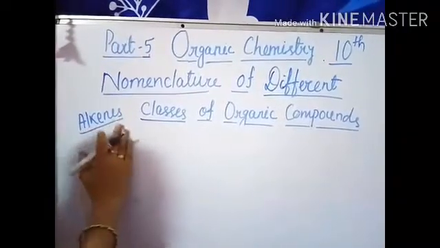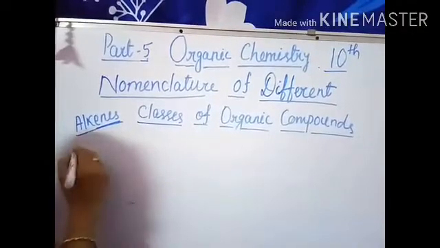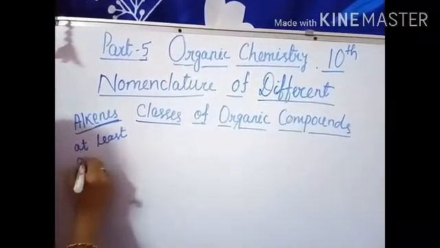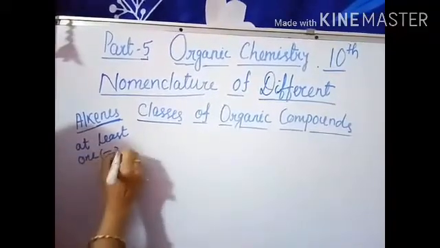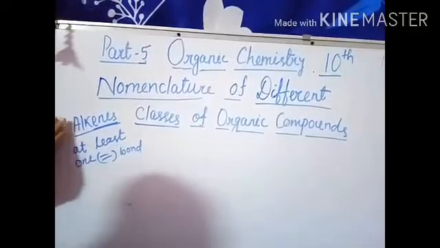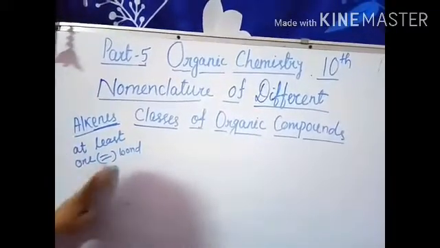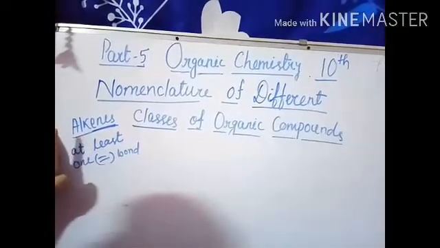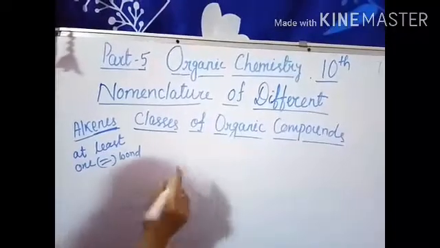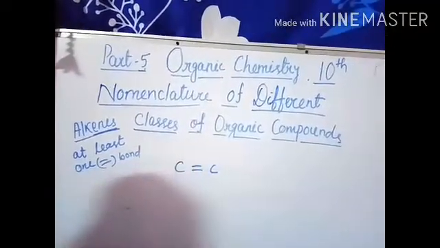As I have told about the alkenes, E-N-E, you have to remember that E-N-E means at least one double bond is present between two carbon atoms. Maybe more than one is there, but in your course there is one double bond present between the carbon atoms. So first of all, let's study about the one double bond. Suppose the double bond is present between two carbon atoms.